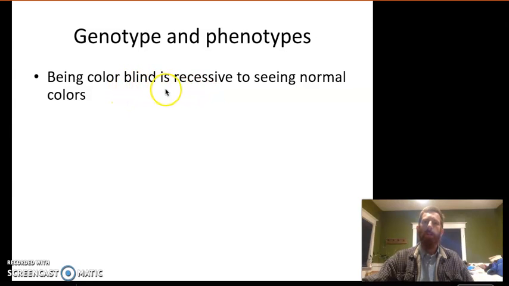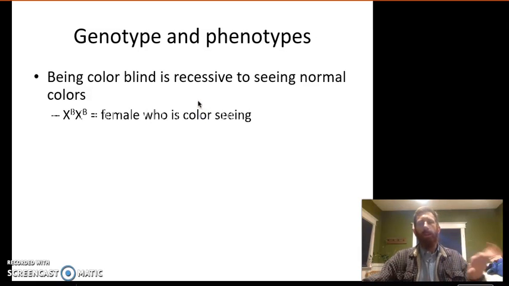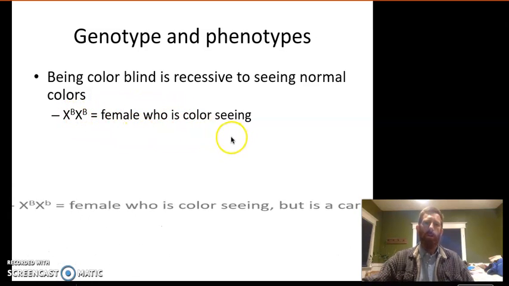All right, so being colorblind is recessive to seeing normal colors. You didn't have to write anything down for the last slide, but go ahead and write this down. So again, here we need to keep track of two things. We need to keep track of our chromosome, and then we need to keep track of the allele that controls cone formation and contributes to color blindness or non-color blindness. So go ahead and write this down.